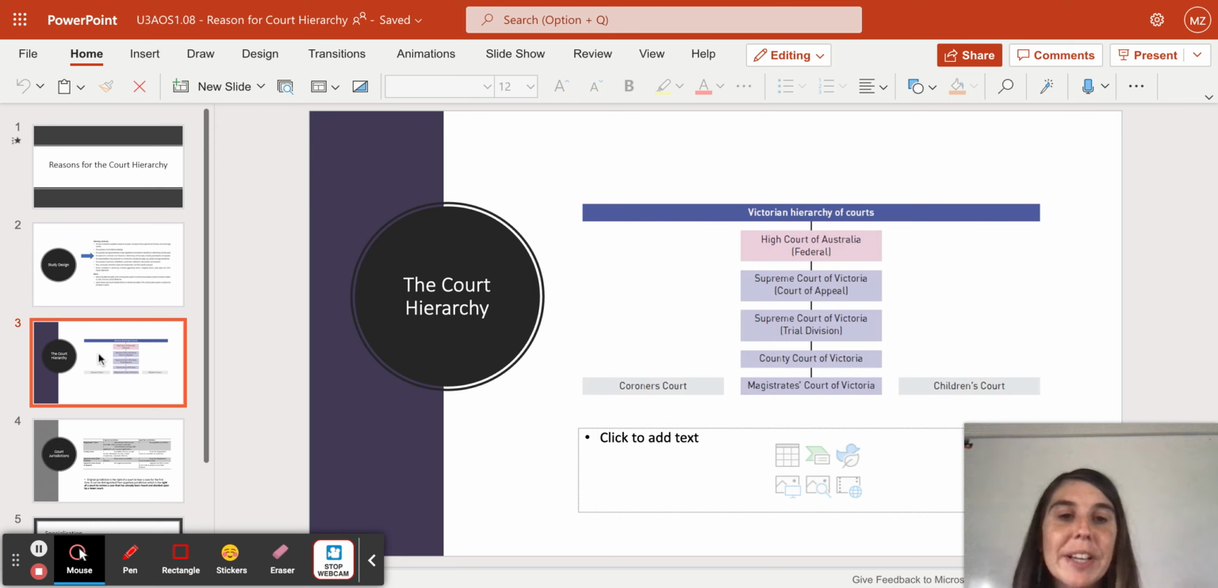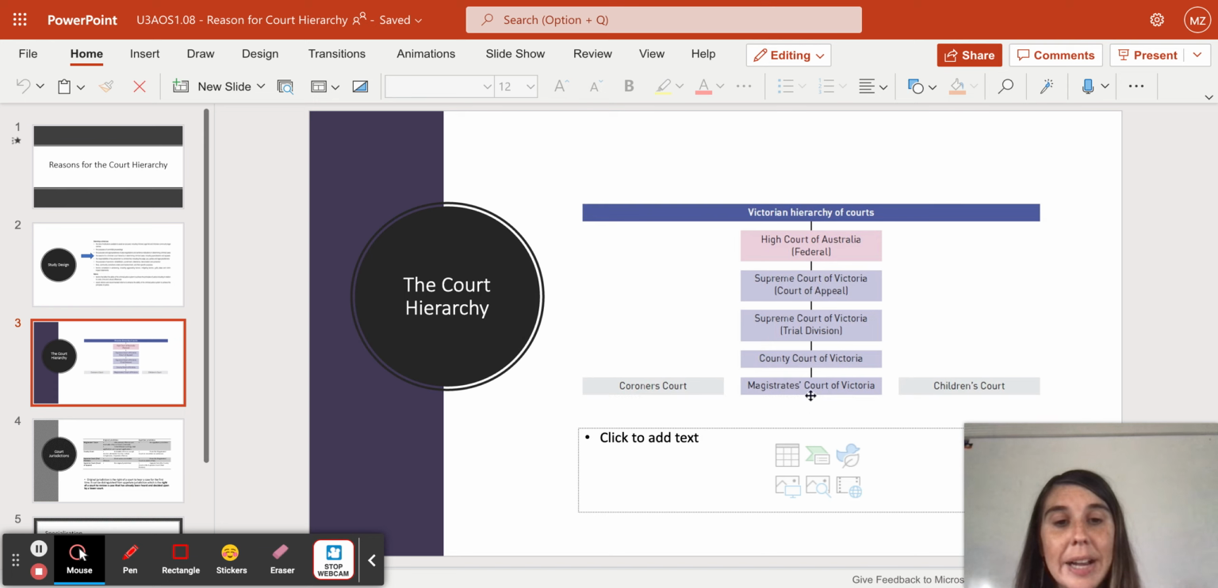Okay, so a quick recap of the court hierarchy. At the bottom of the court hierarchy, we have the magistrates court, which is responsible for summary offences. Okay, so lesser offences. Then we have the county court above that, the Supreme Court of Appeal, and then finally the High Court of Australia, which also does constitutional matters.